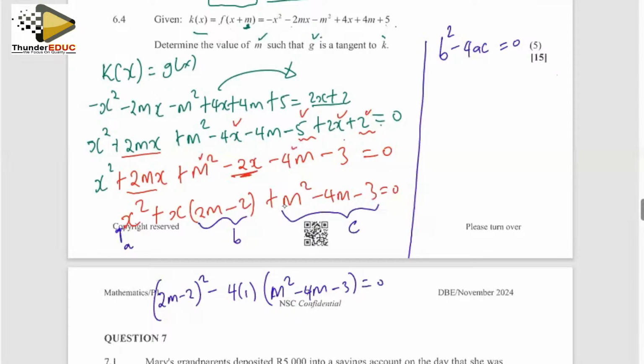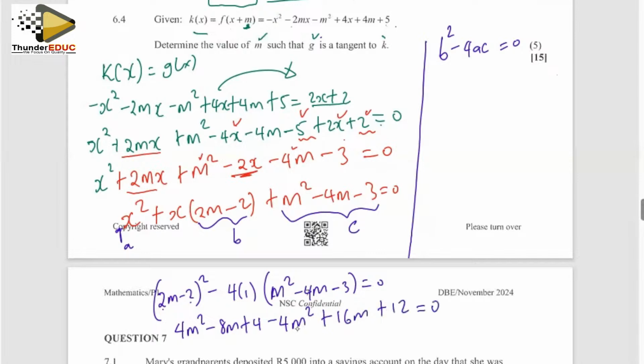Let's open up here. We have 4m squared. This is 2 times 2, 4 times 2 again, which is 8m plus 4. We open this, minus 4m squared. This and this is going to give us plus 16m. That and that is plus 12 is equal to 0.